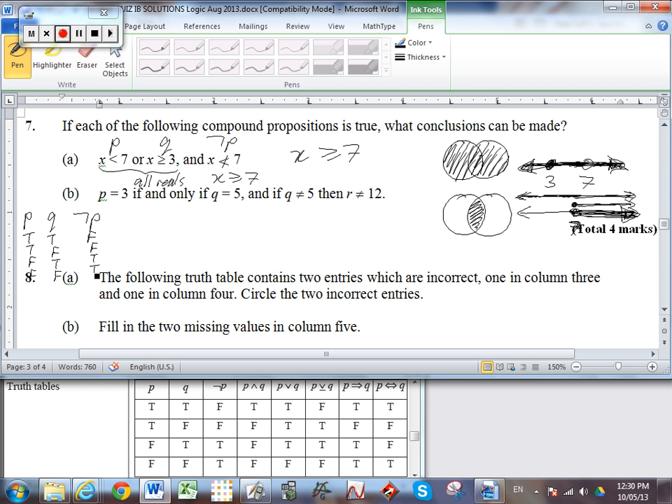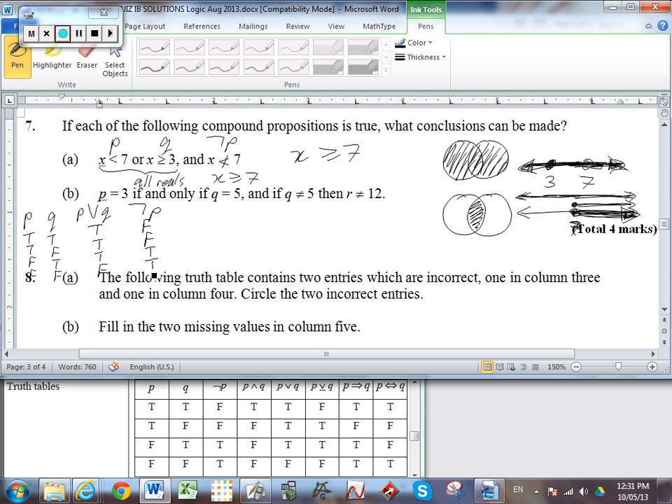Let's think about what I want to do here. Oh, I see. I forgot the column beforehand. Let's just start that again. So I've got P or Q, and then I've got the not P. So P or Q is going to be true, true, true, false. So says our truth table down here, true, true, true, false. And the not P, false, false, true, true, the opposite of column P.